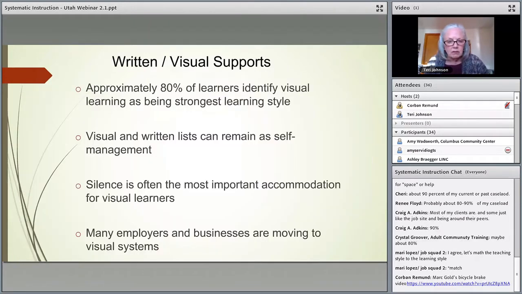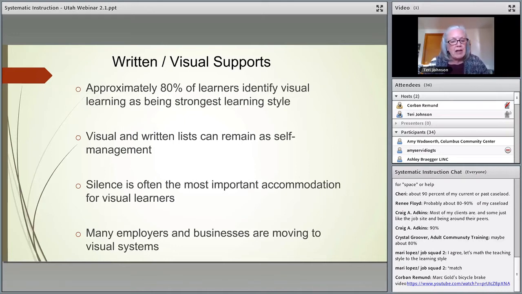What we know about written and visual supports is that 80% of learners, and this is not separating out people with intellectual developmental disability, but the research shows that about 80% of us, if we had to say there's a learning style that's strongest for us, would pick visual. That's interesting information. And yet what we tend to go to first with our teaching is verbal. Another thing, visual and written lists can remain as self-management tools.